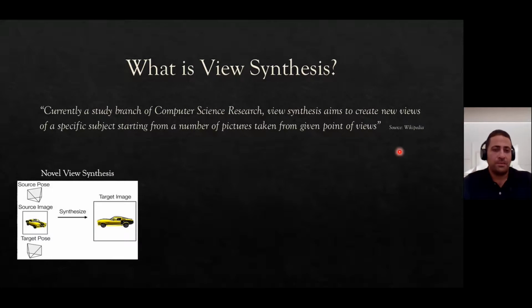So the basic idea of view synthesis is that we have a source image of an object or a subject, let's say, from a certain camera pose. So it's looking at the subject from a specific angle and position. And we have another pose, a target pose. So we need to synthesize what would be the target image, the resulting image, if we look at the same object from a different pose. So this is like the novel idea.